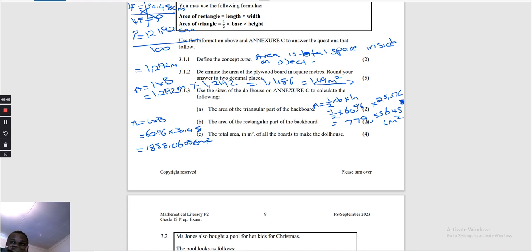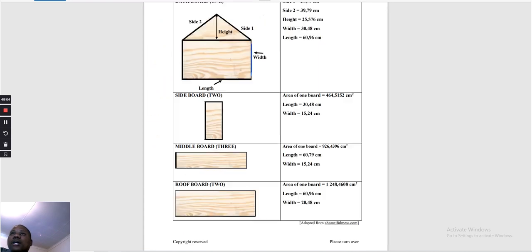Okay, then we have the last one. The total area in meter squared of all the boards to make the dollhouse. So we need the backboard. Remember, the backboard is made of this. Okay, let me come here. When you do the dollhouse, it doesn't need to close off. The kids, when they play, need to see the inside. So you can't have the front. You're only going to have the back and the side.